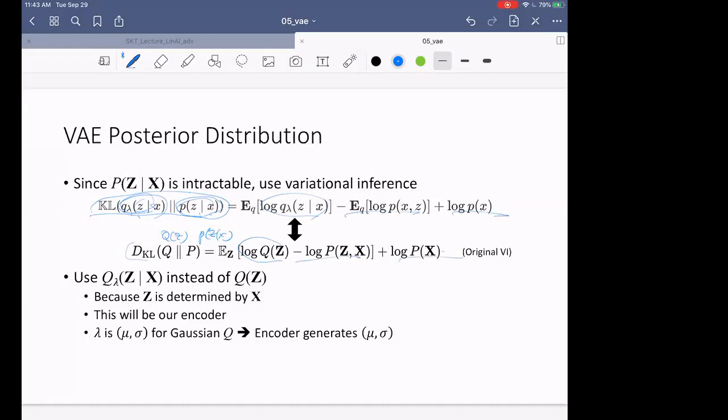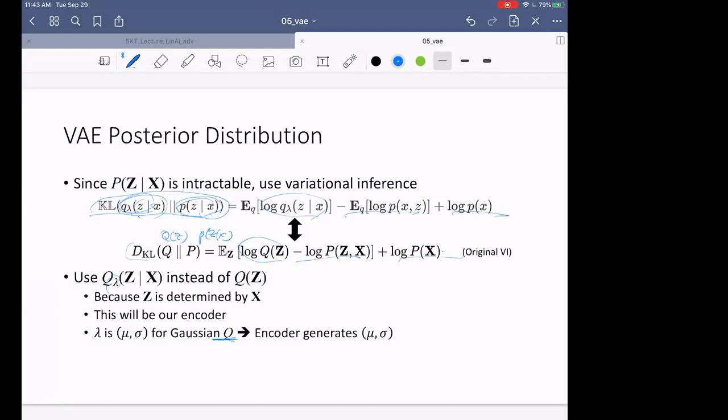We use Q(Z|X) instead of Q(Z), because Z is determined by X in our case, because Z is determined by an encoder in the variational autoencoder. You derive Z first, and then you derive X from Z, which is kind of cyclic. Q(Z|X) will be our encoder, with parameter lambda. Lambda is the mu and sigma for Gaussian Q. We usually assume Q is a Gaussian distribution, so of course the parameters of Q would be the mean and the standard deviation.